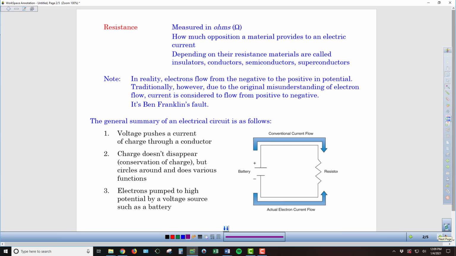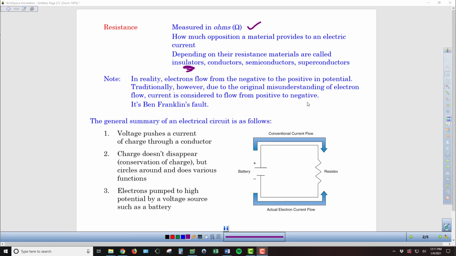And then finally, we have resistance. Whenever we have a load in a circuit, whether that's just something as simple as a resistor, or something like a light bulb or a heater or some element that we're trying to power by the electricity, it provides resistance in the circuit. That is measured in ohms. Depending on their resistance, materials can be referred to as insulators, if they are highly resistive to electron flow, charge flow, conductors, semiconductors, and then ultimately superconductors, where the flow of electrons, the flow of charge, is almost unimpeded.